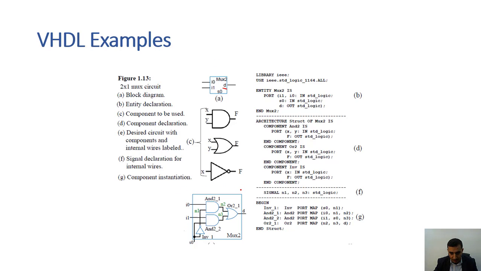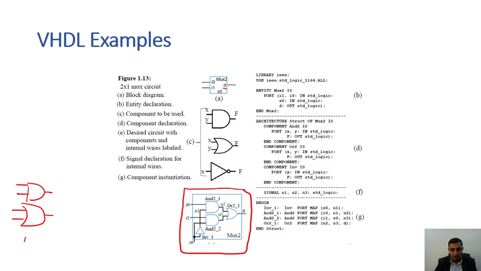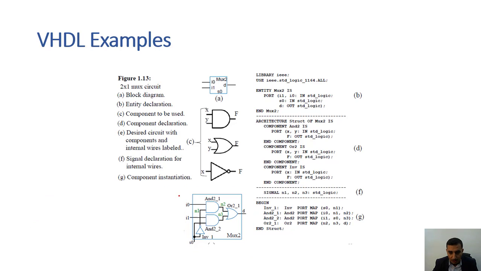First step, we need to create the circuit. This is our needed circuit over here. Now, as you can see, we need 3 components: one AND, one OR, and one inverter. So first of all, we need to declare our entity. Our entity has I1, I0 as inputs, S0 as an input, and D as my output.